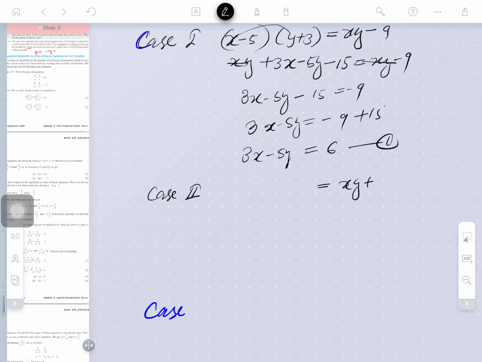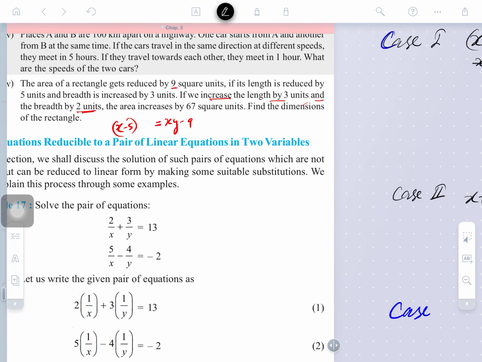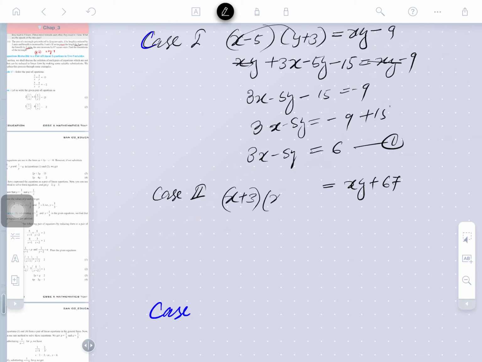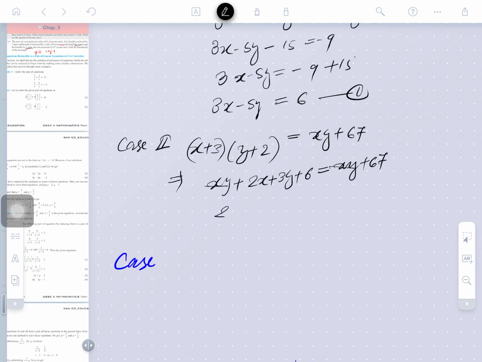Second case: area increased by 67. If length is increased by 3 and breadth increased by 2, it's xy plus 2x plus 3y plus 6 is equal to xy plus 67. So 2x plus 3y is equal to 61. This is equation 2.